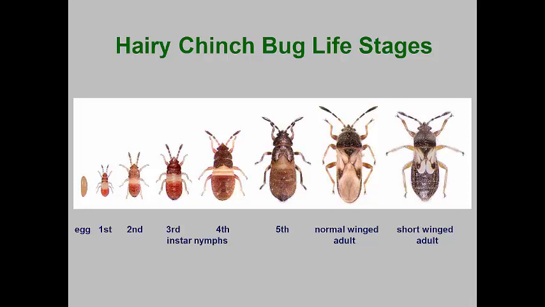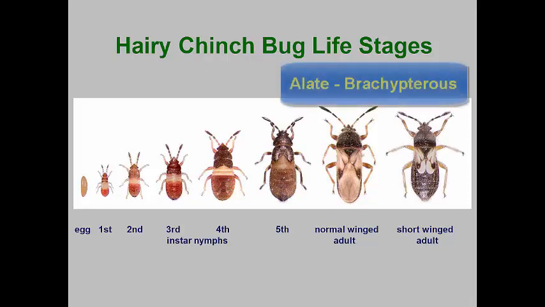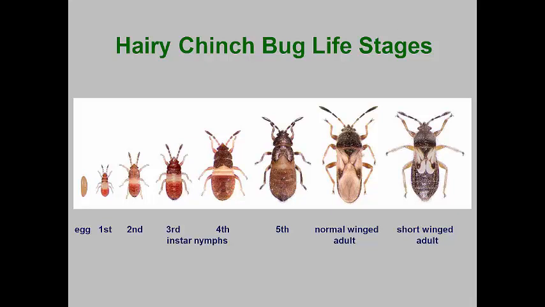The adults can also take on two forms, a fully winged form called alate and a short winged form which is called brachypterous. In general, the first summer generation of adults are predominantly brachypterous, and the second generation has mainly alates. This makes sense as the second generation adults need to find overwintering sites or new turf to infest.